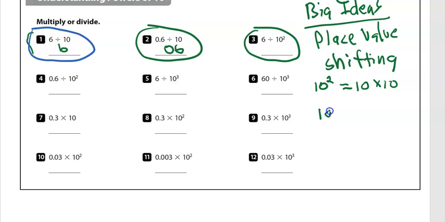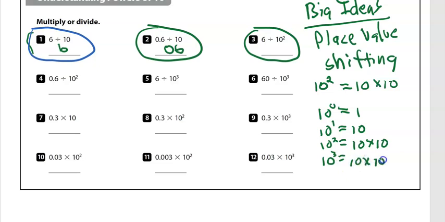So it would be like this. 10 to the power of 0 is just 1, because there's nothing being done with 10. 10 to the power of 1 is 10. 10 to the power of 2 is 10 times 10. Notice the pattern, 2 tens. 10 to the power of 3, 10 times 10 times 10. So power of 3 means 3 tens, and you can guess 10 to the power of 4 equals 10 times 10 times 10 times 10. If we know that, this is just going to help us with how much we need to shift.